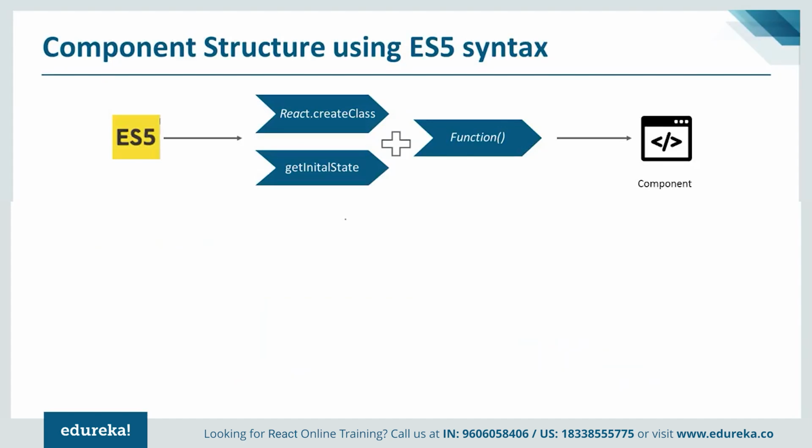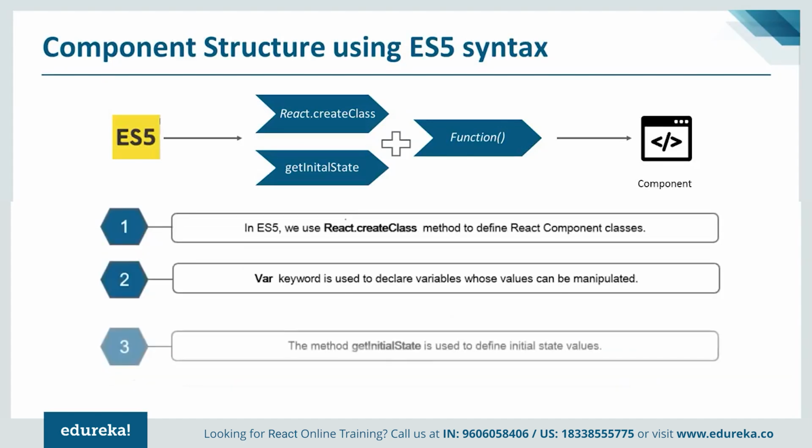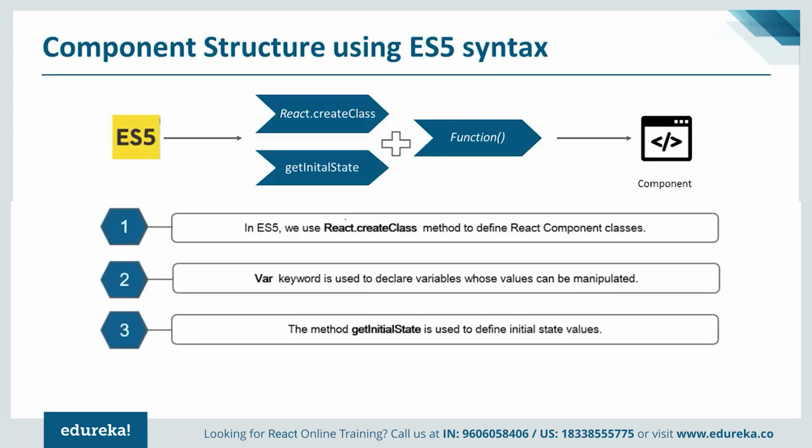Now a component is structured using ES5 syntax. What happens in ES5? In ES5, we have React.createClass and a method called getInitialState. These two are combined as functions and the component is rendered. So in ES5, we use the React.createClass method to define the React components. Just like we saw in the example before, we declared a simple HelloMessage component using React.createClass. The var keyword is used to declare a variable whose value can be manipulated. This is a very important point to note here that in ES5, we are using var, which works as a global declaration of the variable.